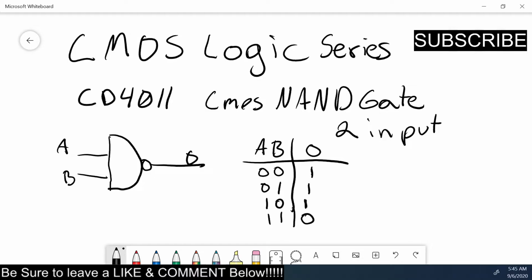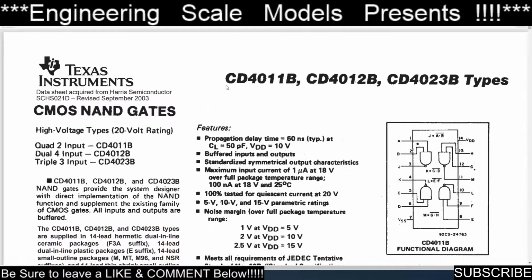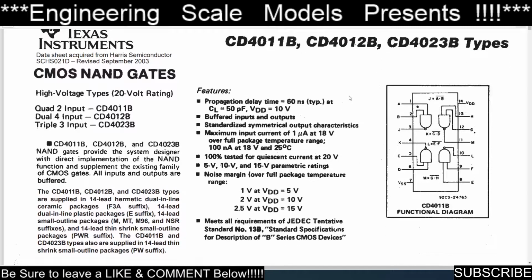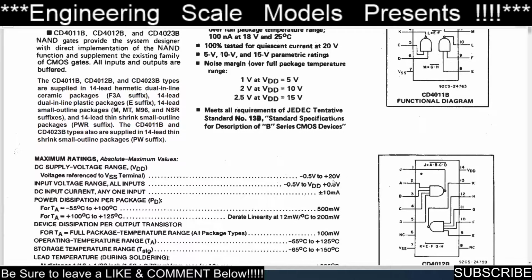Now let's take a look at the data sheet here. They come in 3 different chips, the 12 and the 23. They are a 14-pin dip package. They run between 5 volts and 15 volts, supposedly. They technically say up to 20 volts, but I wouldn't want to run it at that. I run my chips at 5 volts.